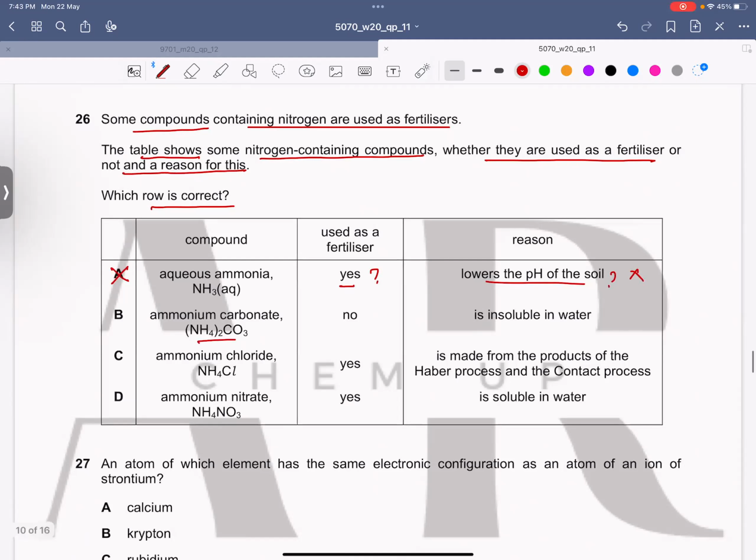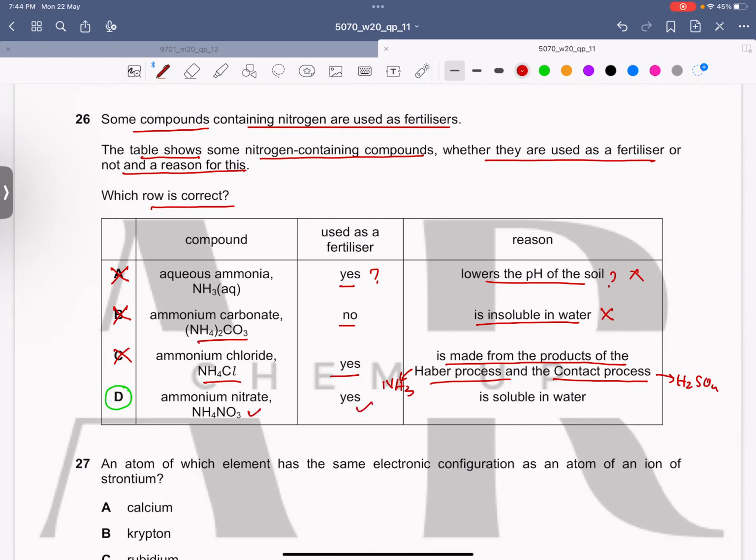Ammonium carbonate, used as a fertilizer. It has ammonium, and ammonium is normally used as a fertilizer. It is insoluble in water. No, wrong. Ammonium carbonate, all ammonium compounds are water soluble. Ammonium chloride, used as a fertilizer. Yes, is made from the product of the Haber process and the contact process. The Haber process gives us ammonia, and the contact process gives us sulfuric acid. So when we react both of them, we get ammonium sulfate, not ammonium chloride. So C is also wrong. It clearly indicates that B is the correct statement.